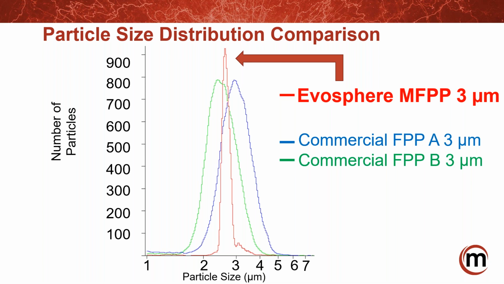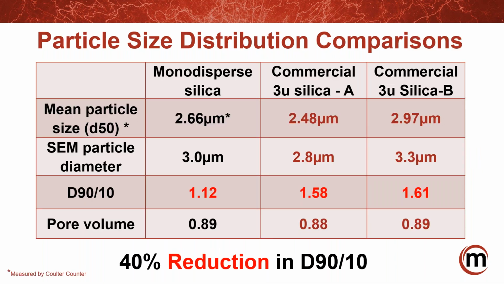The way you look at particle size distribution is, let's take the count of particles at the 90th percentile and divide them by the count of particles at the 10th percentile. The closer those two numbers get to 1, the more monodispersed the material is. And as you can see here, the Evosphere material that we're talking about today has a very tight band as compared to the Gaussian bands of the commercially available silicas.